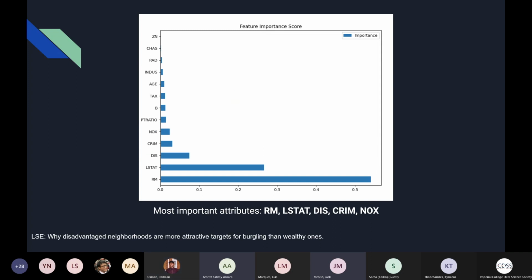We found that the most important features used to predict the house prices were RM, the number of rooms per dwelling, and LSTAT, the percentage of lower status of the population. This means those without high school education and those classified as laborers, as well as distance to 5 Boston employment centers, crime rate per capita, and NOx, nitrous oxide concentration.